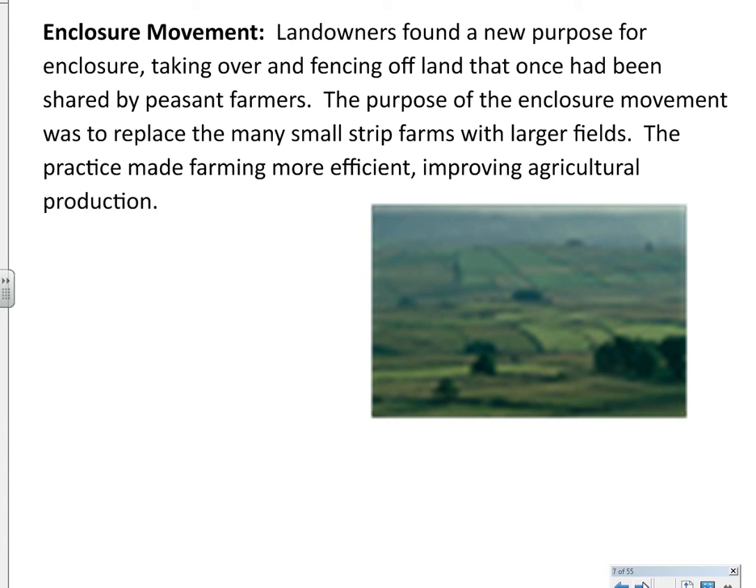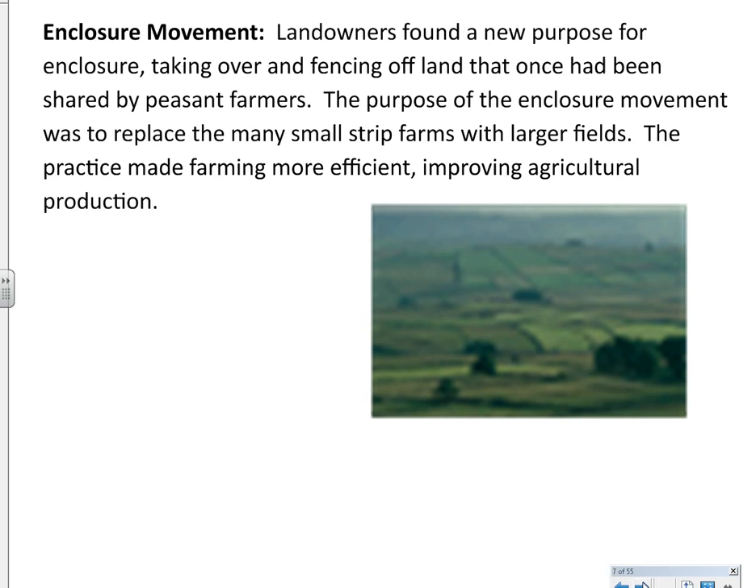Enclosure movement. Landowners found a new purpose for enclosure. Okay, they take over and they fence off land that had once been shared by peasant farmers, kind of a common land. The purpose of the enclosure movement was to replace the many small strip farms with larger fields. Okay, they start moving towards bigger, more efficient farms. The practice made farming more efficient and it improved agricultural production.